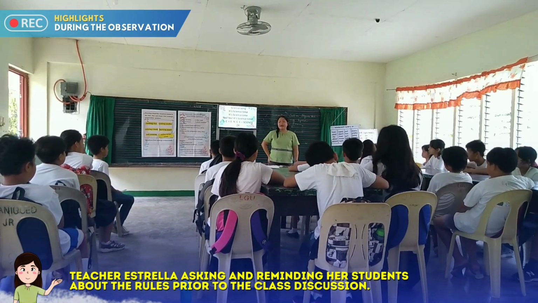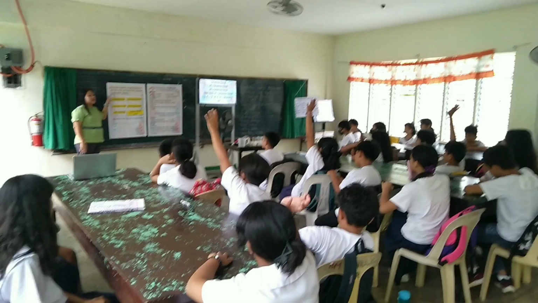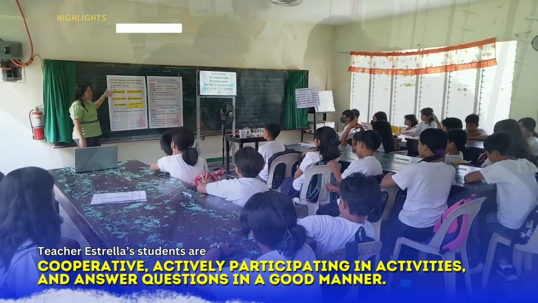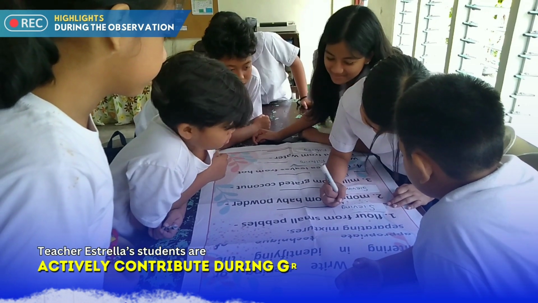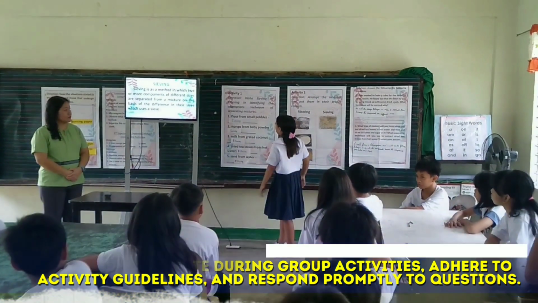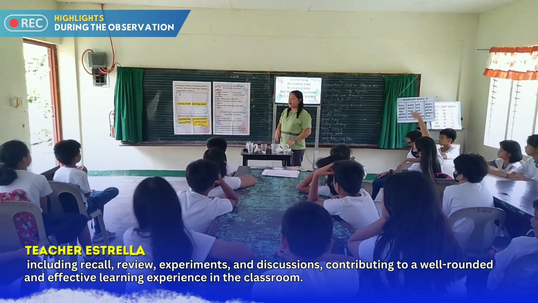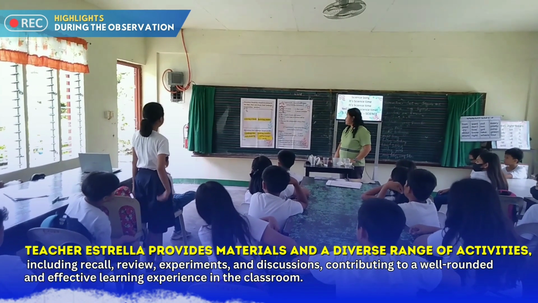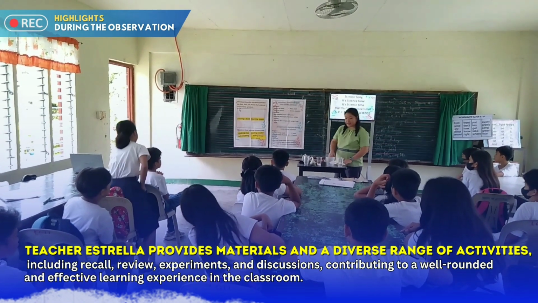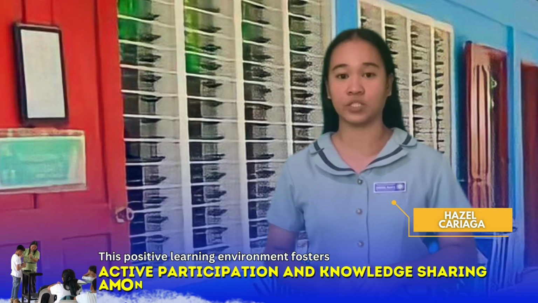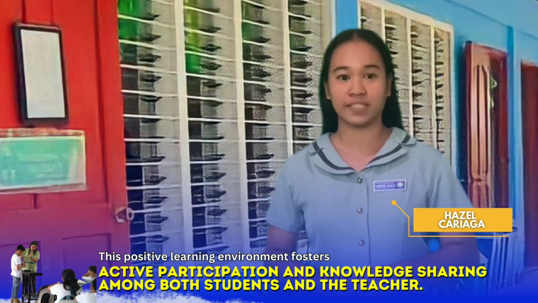Very good. Listen attentively. From our observation, the teacher's students followed the rules properly. They are cooperative, actively participating in activities, and answer questions in a good manner. The students actively contribute during group activities, adhere to activity guidance, and respond promptly to the teacher's questions. Additionally, the teacher provides materials and a diverse range of activities including recall, review, experiments, and discussions, contributing to a well-rounded and effective learning experience in the classroom. This positive learning environment fosters active participation and knowledge sharing among both students and the teacher.